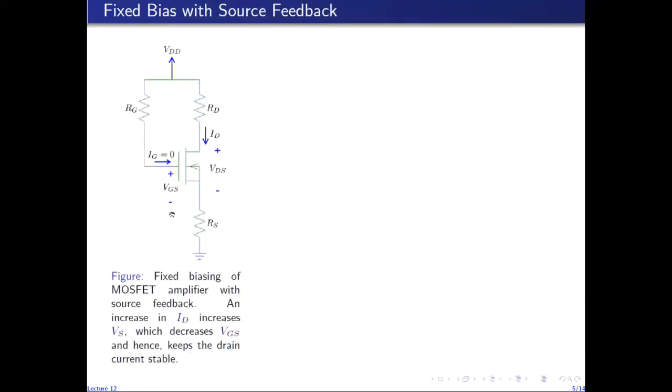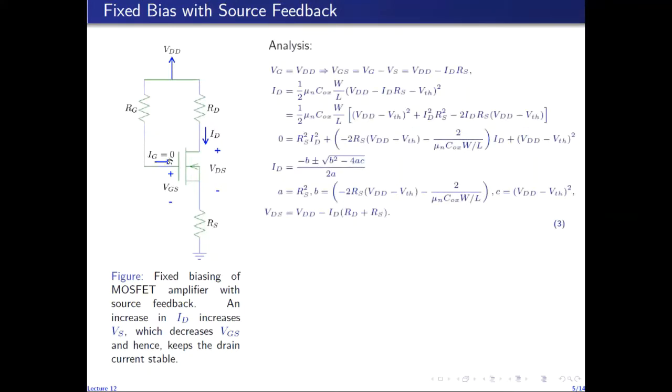So the next scheme is a modified version of fixed bias. It is called fixed bias with source feedback. And as you can see, it is the fixed bias circuit, but augmented with the source resistance RS. Because of the zero gate current, the voltage here at the gate terminal is again equal to VDD. But since the source is not grounded anymore, VGS, which is given by VG minus VS, is equal to VDD minus IDRS. So this time VGS has a dependence on ID.